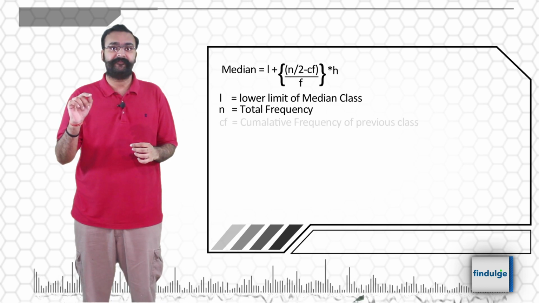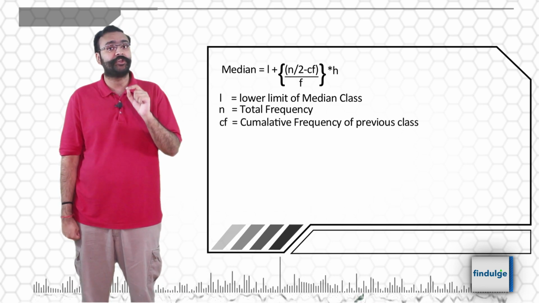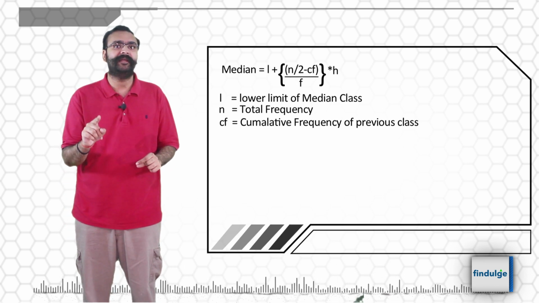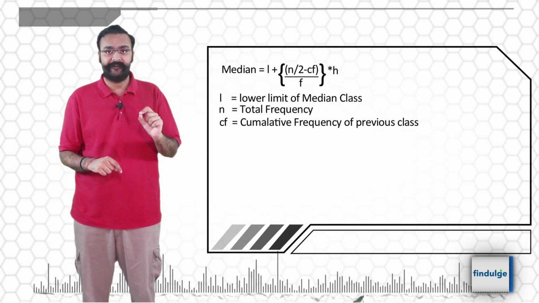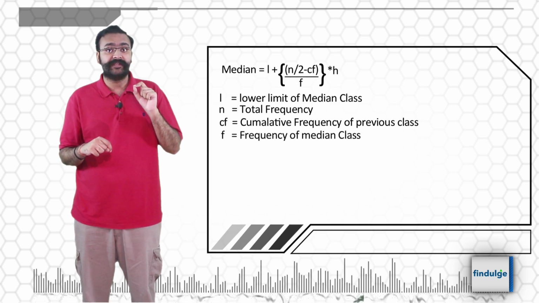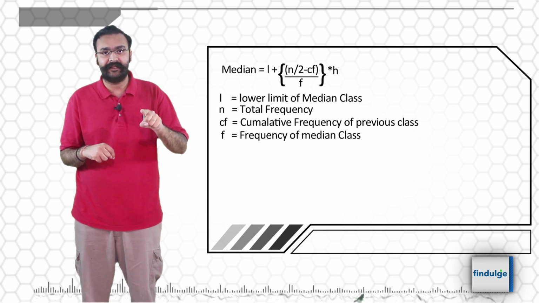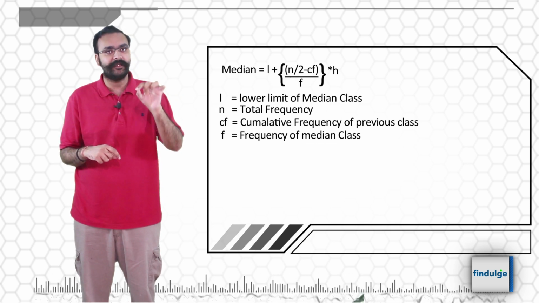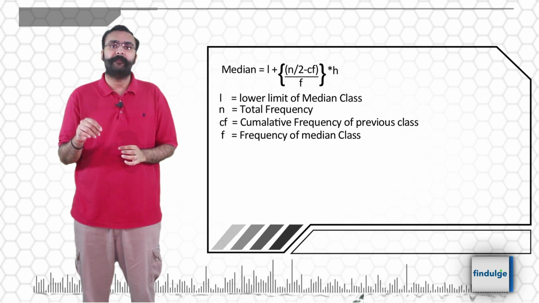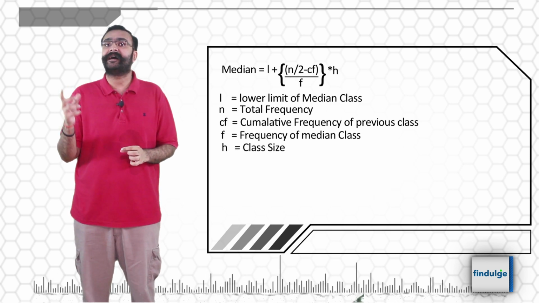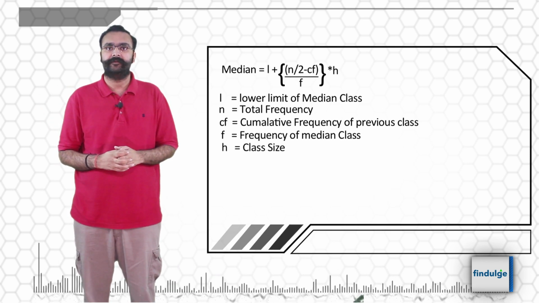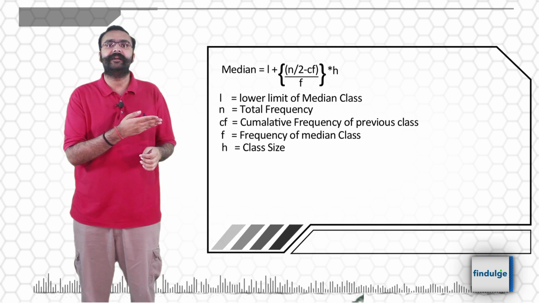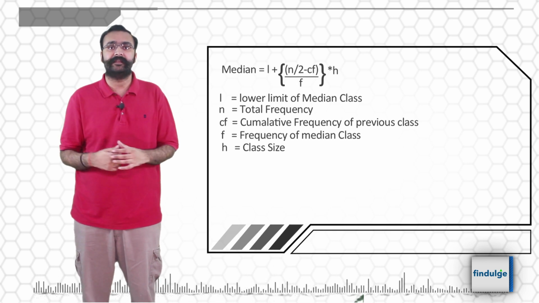Minus CF. CF in this case is cumulative frequency of the previous class, not the median class, divided by F, which is frequency of the median class. So cumulative frequency of previous class, but frequency of median class, multiplied by H, which is of course your class size, like we saw in mean. So the moment you learn this formula, it gets filled in and the answer will come out instantaneously.